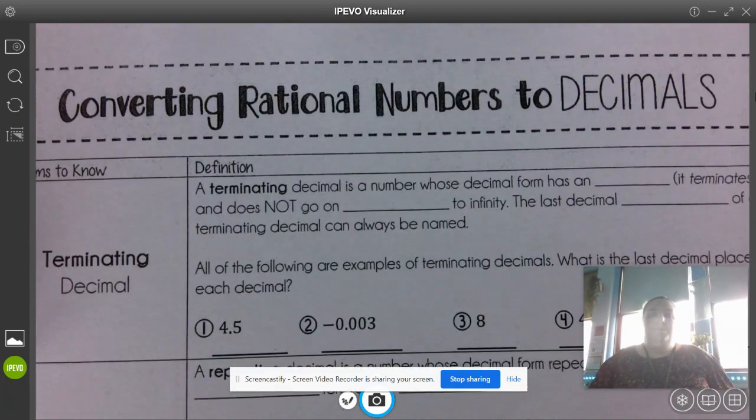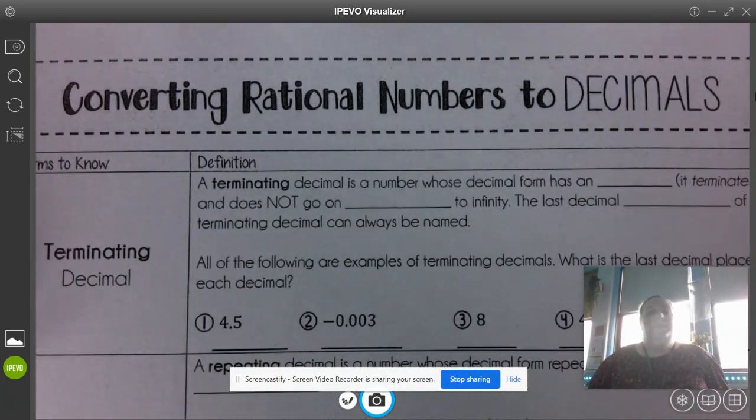Hi everyone, it's Mrs. Brimlow, and today I'd like to talk to you about converting rational numbers to decimals. So, in our previous lesson, we learned that all rational numbers can be written as fractions. They also have a decimal form as well.